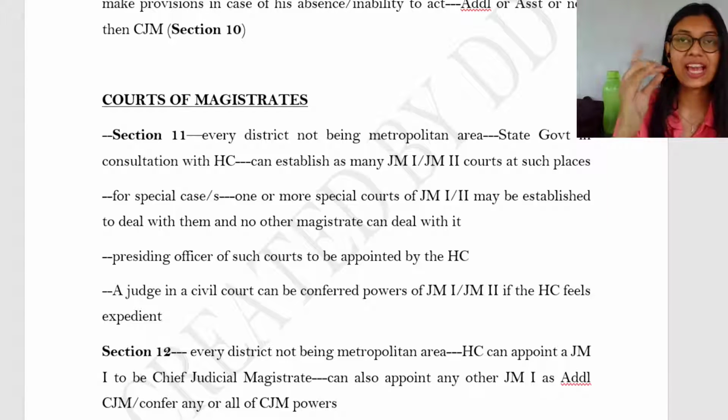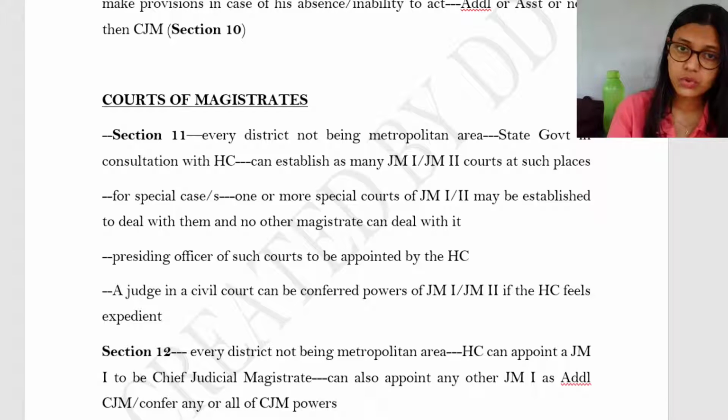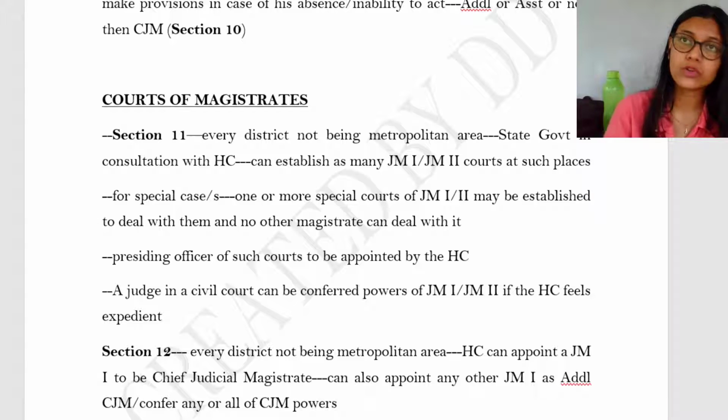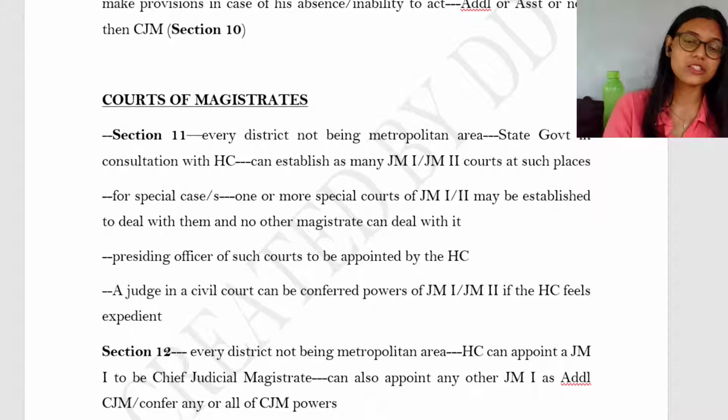So what are we saying? In every district there will be a number of judicial magistrates class 1 or class 2. For special cases, somebody can be appointed as presiding officer by the High Court. A civil judge can also be given the same powers of JM1 or JM2 if the High Court feels so. Now next, what do we see?